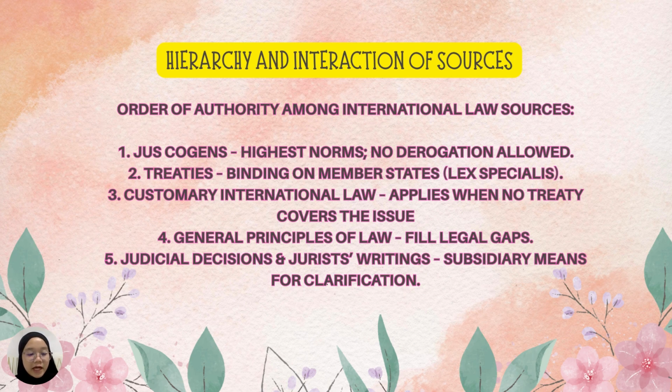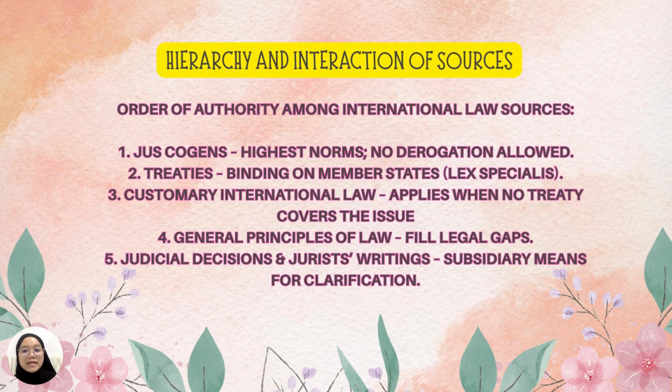For the next slide, I would like to explain about the hierarchy and interactions of sources. So this is the order of a treaty among international law sources. The first one is jus cogens, the peremptory norms. These are the highest norms, universally accepted and non-derogable. So no treaty or custom can contradict them. Examples are the prohibitions of genocide, slavery, torture, and aggression.